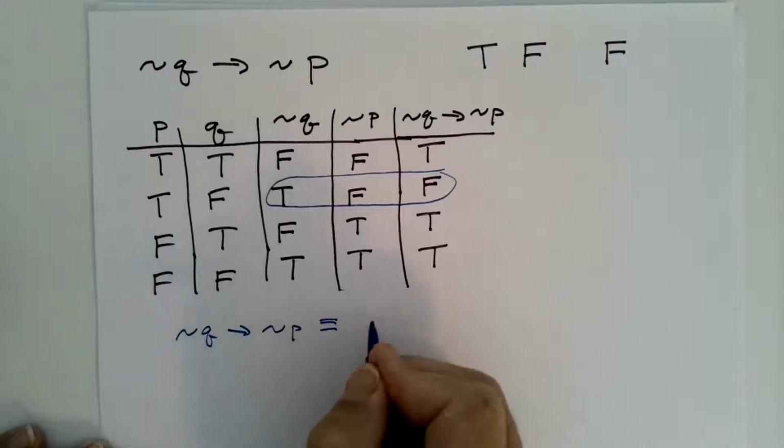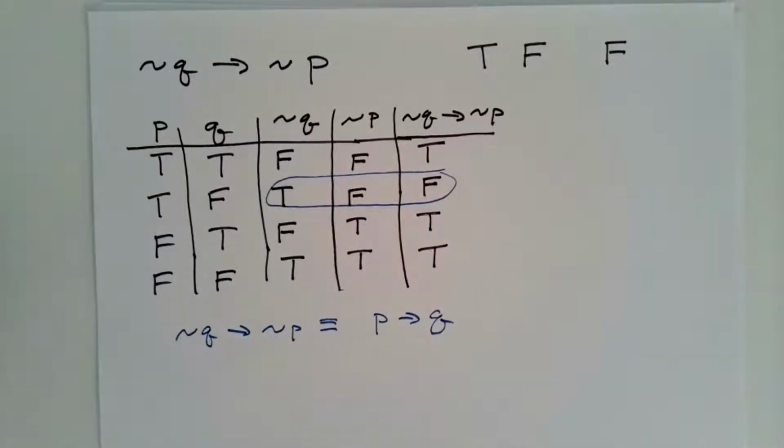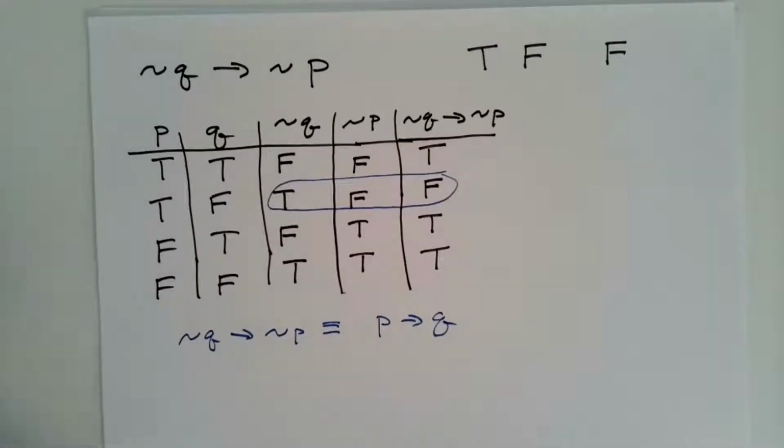Is equivalent to P implies Q, which is kind of interesting. So they are logically equivalent. If P is true, then Q is true is equivalent to saying, well, if Q didn't happen, then P didn't happen. Interesting way to think about that.